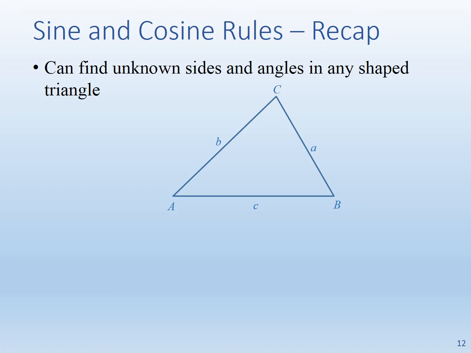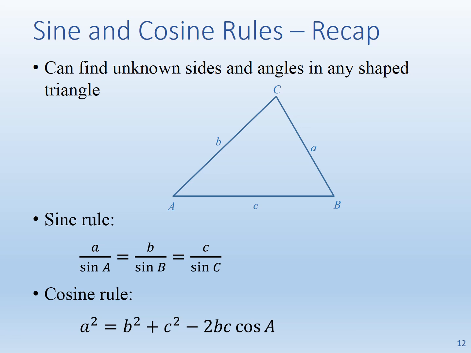So we've seen that we can find unknown side lengths and angles in any shaped triangle, not just right angle triangles, and that the naming convention is that we use lowercase letters for the side lengths, uppercase letters for the vertices and the angles, and that the angle A is opposite side a, and so on. The sine rule was given as that, where we have the ratio of the side length to the sine of the angles, and the cosine rule was given as that.